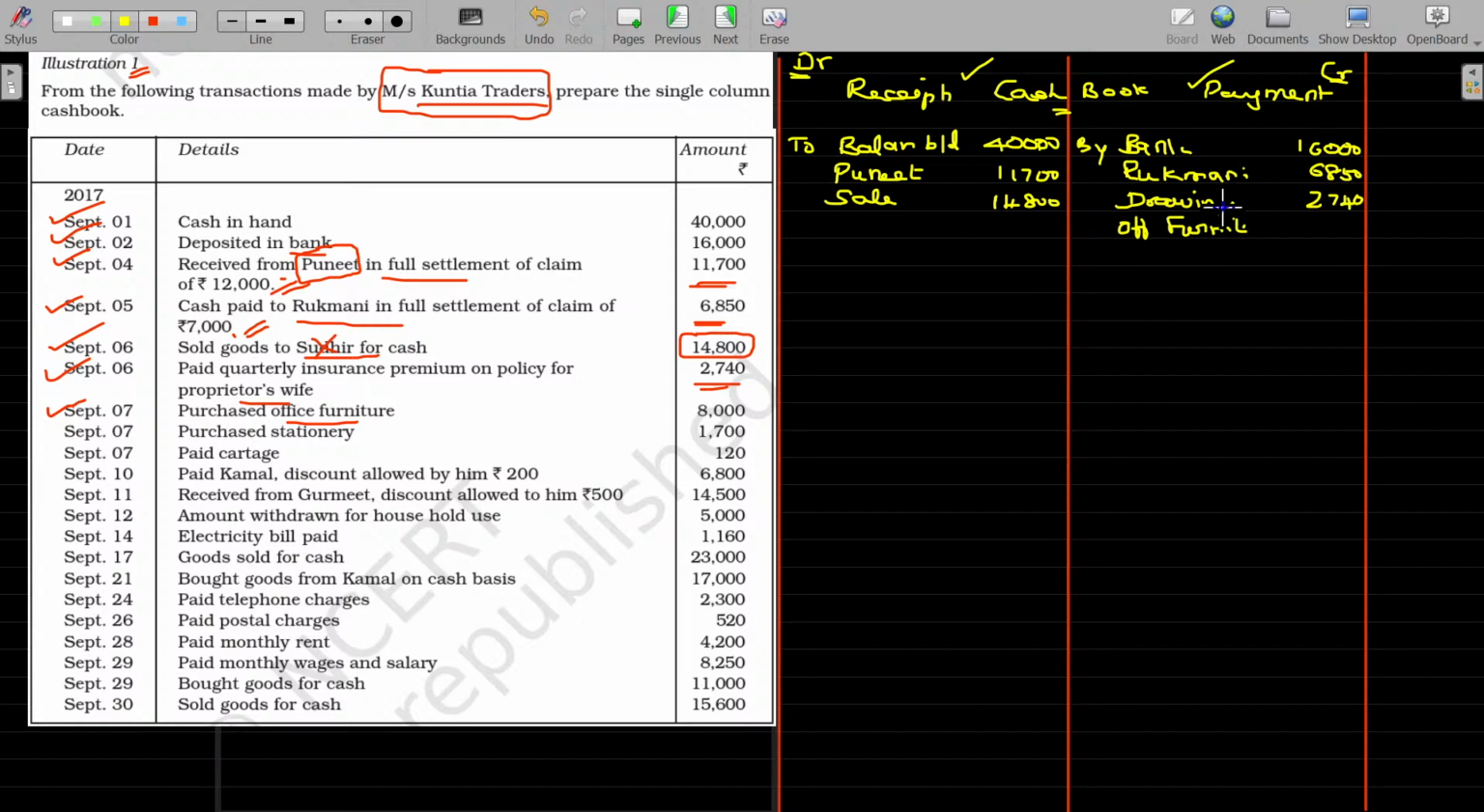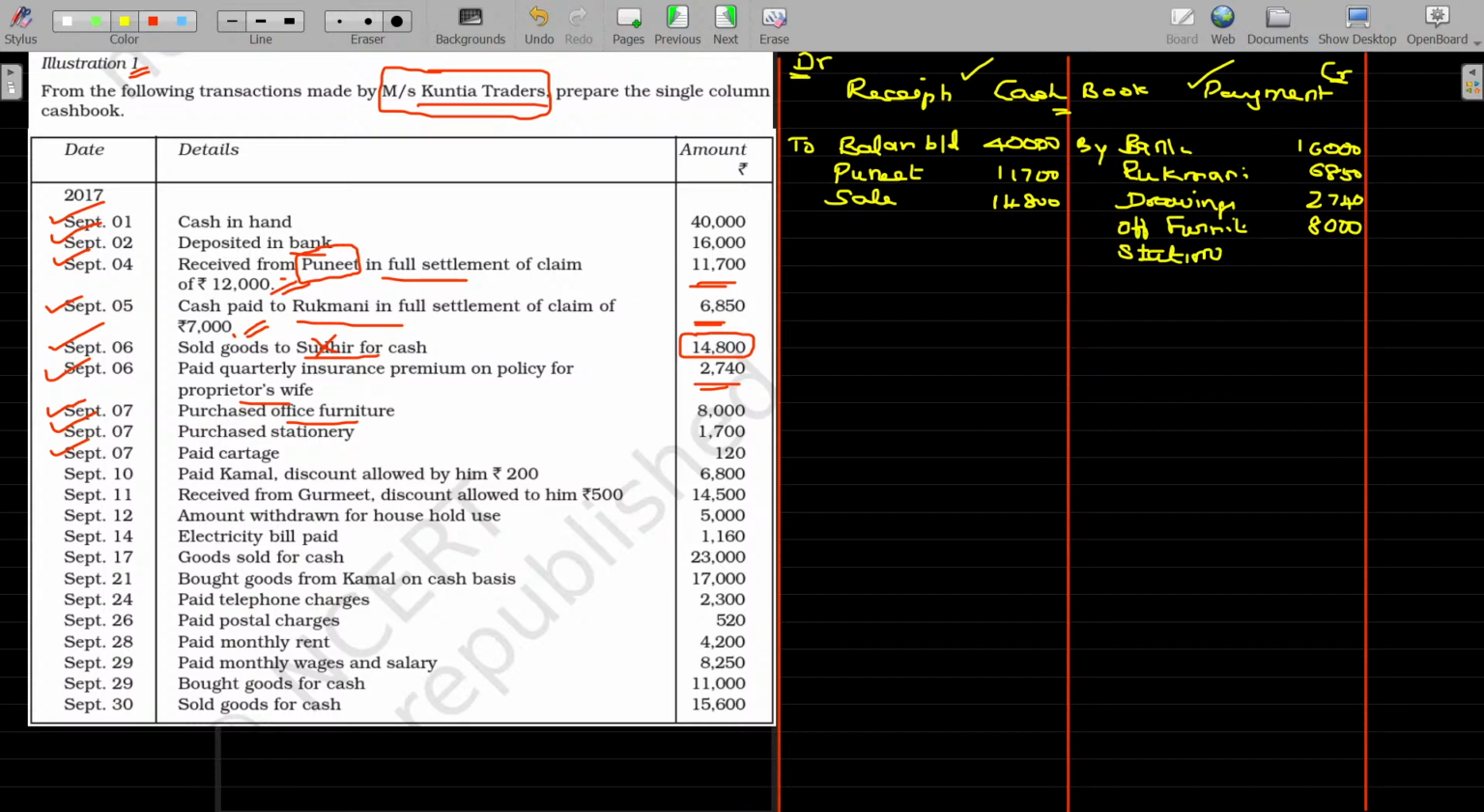This value being 8,000. And on the same date again we purchased stationery and paid cottage. These two again are payments only. I put that value in the payment side as stationery and cottage. Am I going to write the purchases? No. So I am going to write that as furniture and stationery only. Stationery only. So stationery here.